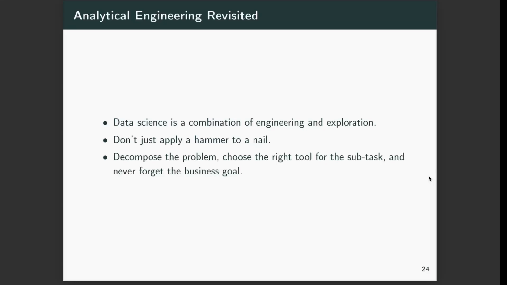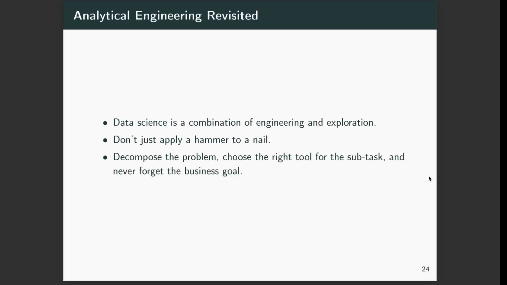Data science is not a collection of isolated techniques to be applied mechanically. It is a combination of engineering and exploration. The engineering side means you are designing solutions under constraints, working with the data you have, not the data you wish you had, using the tools that are available, meeting the deadlines and resource limitations of the real world. The exploration side means you are genuinely curious, open to surprise, willing to follow the data to unexpected places, and committed to understanding not just what the model predicts, but why.